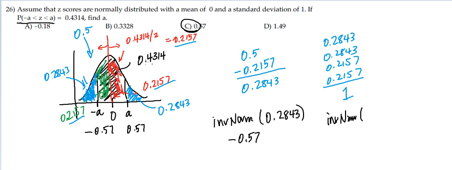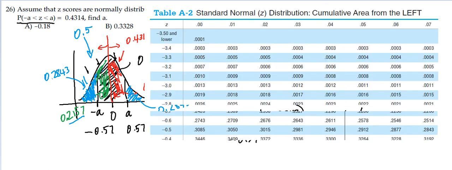And of course you could also do inverse norm and then add up the areas, the first three areas, the blue, the green, and the red, and that would give you positive 0.57 if you did that. And then just to show that here on the tables, if you look up 0.2843, you see it's right here, and it belongs with negative 0.57. And again, that's just for the proof that it is answer choice C.